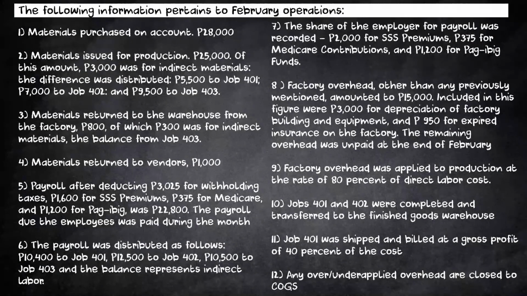Okay, the following information pertains to February operations. So, we have 12 transactions all in all. We will make journal entries for all of these. Afterwards, we will make a job cost sheet, which Trisha showed earlier, one of our source documents. Then, we will post our entries into their respective ledgers. Lastly, we will make a statement of cost of goods manufactured and sold. So, don't be overwhelmed, because don't worry, we will go through these one by one.